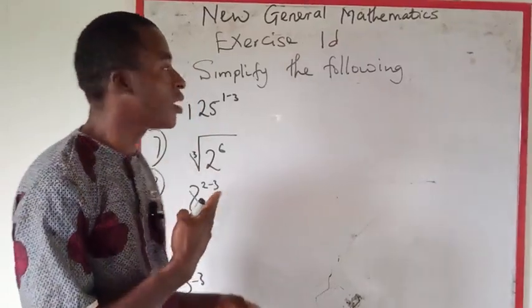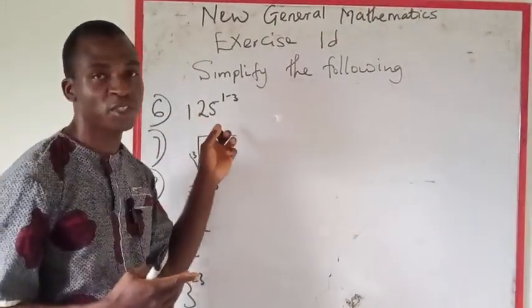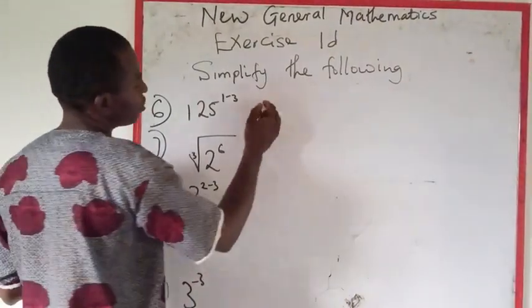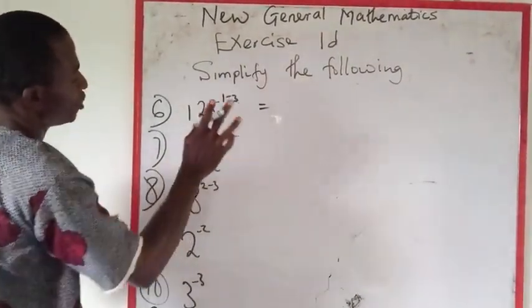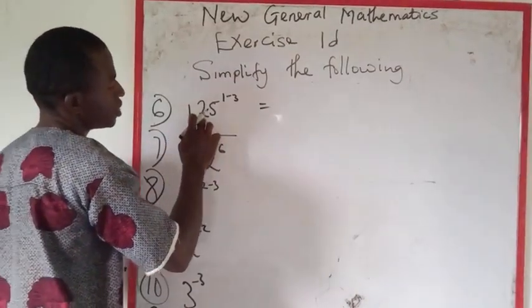Guys, we want to continue in our exercise. We have solved number 5 before. This is number 6. How do you solve this kind of question now? Very simple. All you need to do here, don't forget, this is the same thing as what?